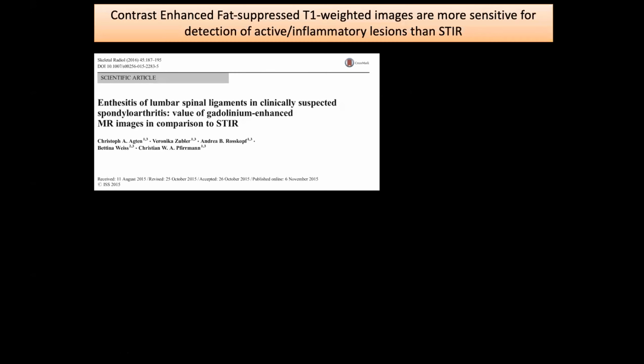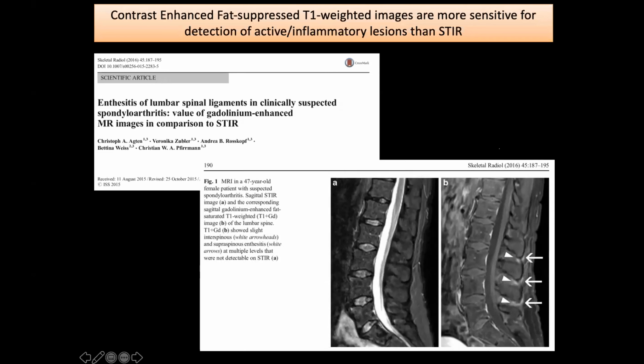In addition, for enthesitis, it has been shown that gadolinium images increase the sensitivity for these lesions. So this paper is from Skeletal Radiology 2016, and it shows, for example, in this patient that a STIR image is totally normal, and then post-contrast you see multi-level enhancement of the interspinous ligament.